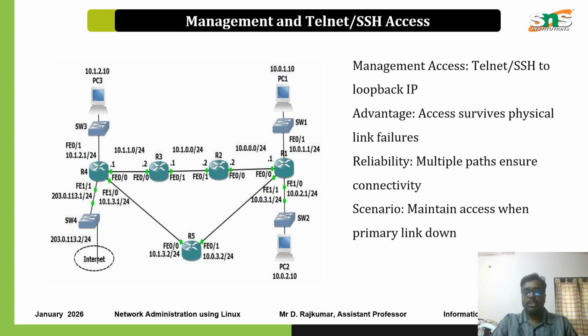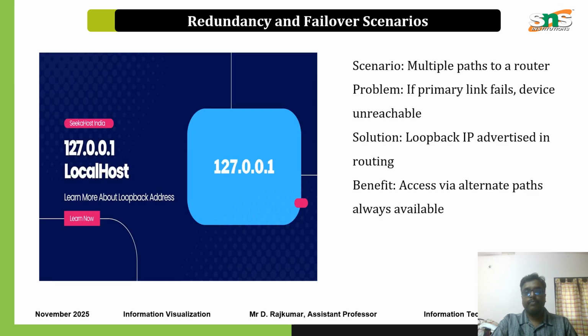The primary scenario where we will use all these things is when we have to make sure that access is available even if the primary entity goes down. Next is the redundancy or failover scenario. Since we are using multiple paths, there is no problem. If the primary link fails, the device is unreachable in a normal scenario. But if the loopback is used and advertised in routing, then when the primary link fails, it chooses the alternate path so that the link is always available.